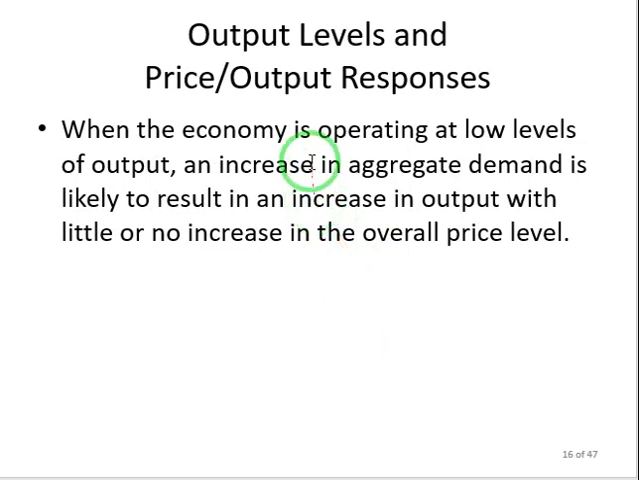Let's talk about the output levels and the price output responses. When the economy is operating at a low level of output, an increase in aggregate demand is likely to result in an increase in the output with little or no increase in the overall price level. I told you, when the economy is operating at a low level, which means in a recession, usually aggregate demand is very low, and because of that prices are also very low and there is less aggregate supply.